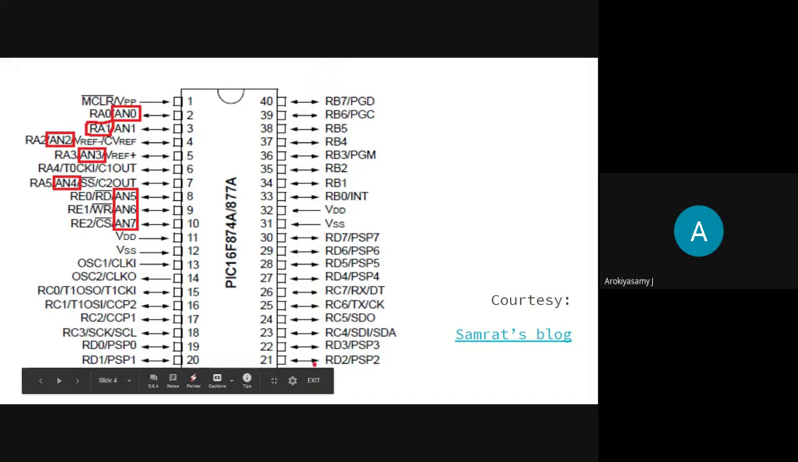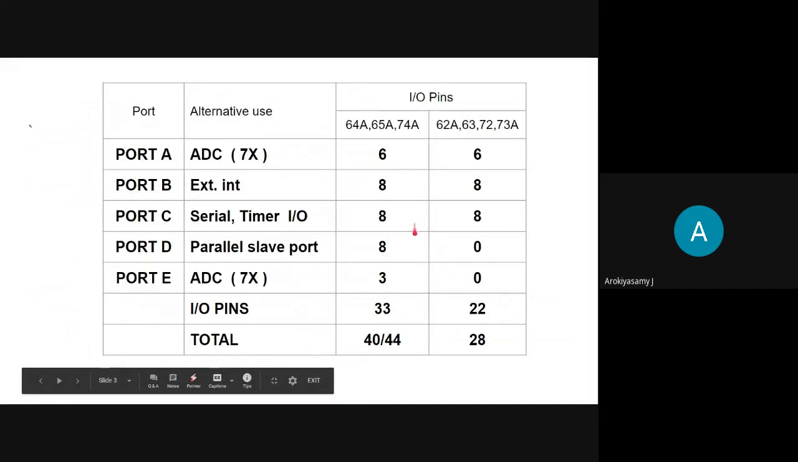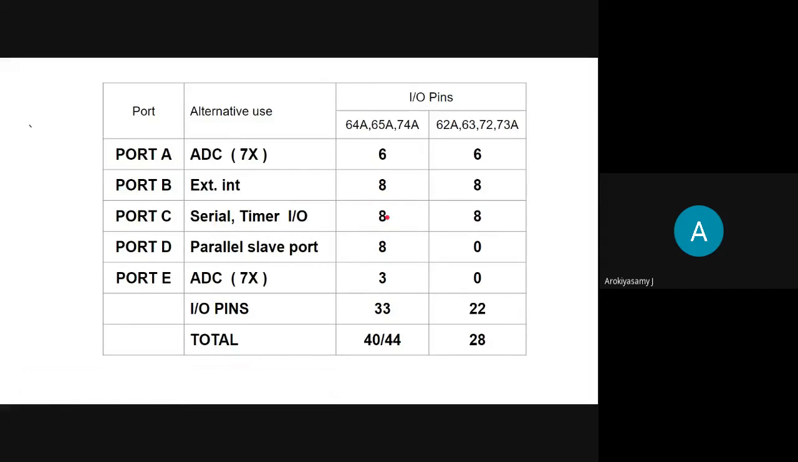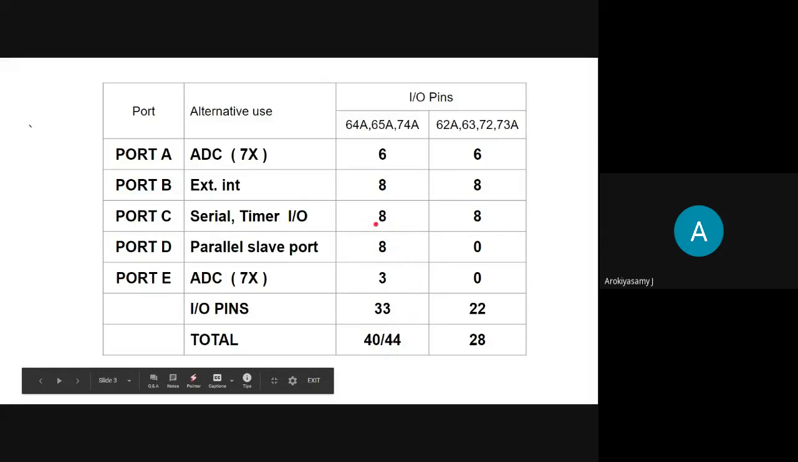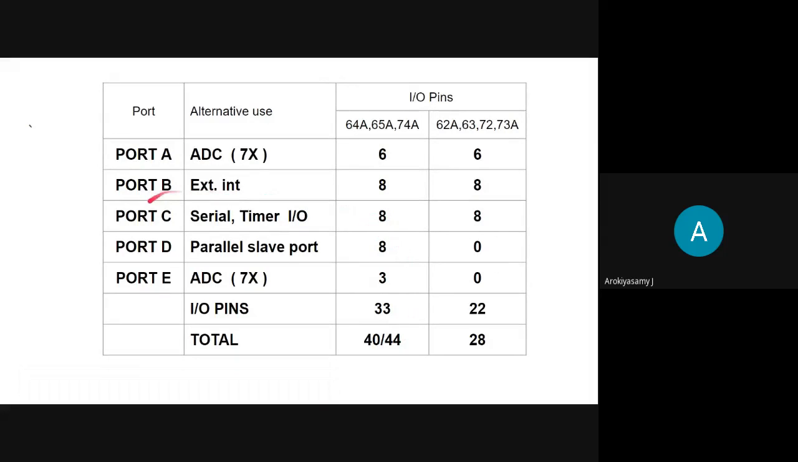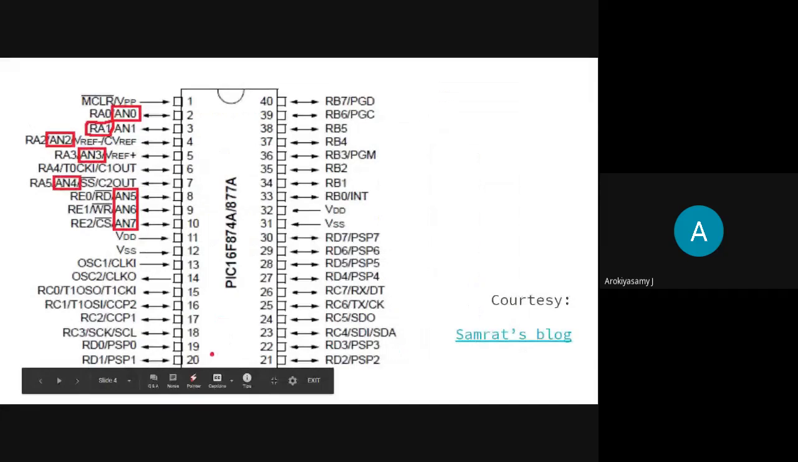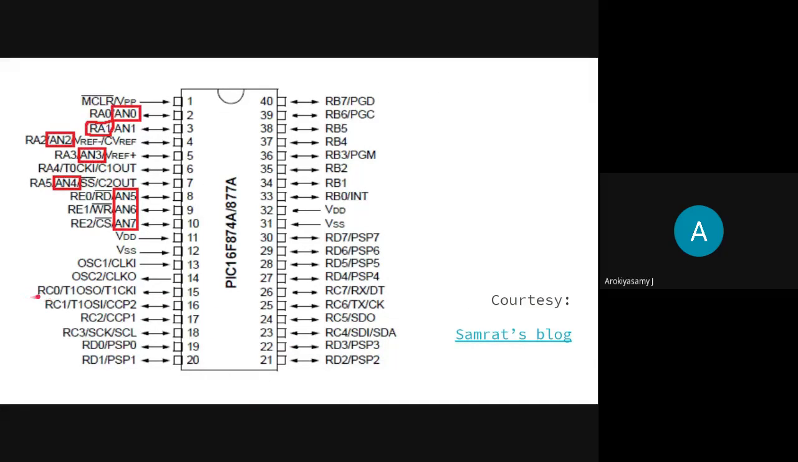Now look at the port C bits. How many port C bits are there in the previous table? 8. Once again 8 pins are allotted for port C in the 40 pin package. These 8 pins are used as port C as well as for timer functions and serial input functions. Now find out RC0. Where is RC0 in the diagram? Here you see RC0, port C, 0th bit.